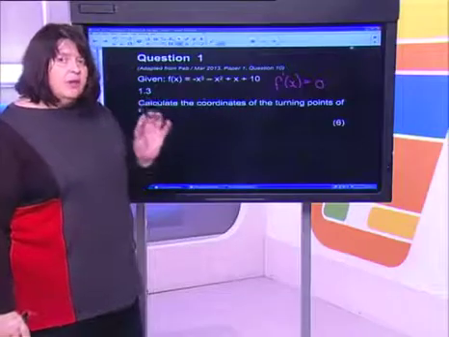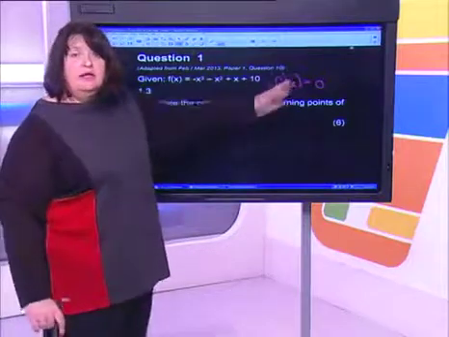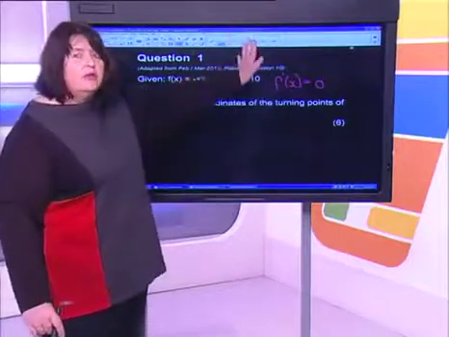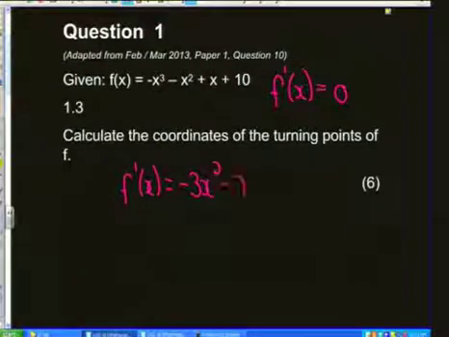Notice how the words prompt me as to what mathematics to use. So as soon as I realize what it is, I put it on the side. So if I get into a mess later, I can always go back and look at that. So right, let's have a look at our derivative. f dashed of x will be minus 3x squared minus 2x plus 1.